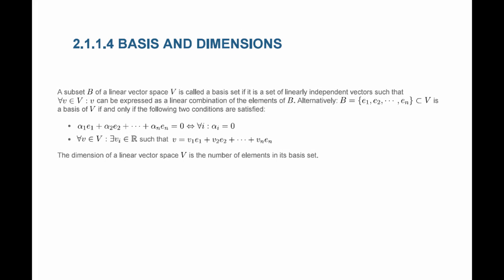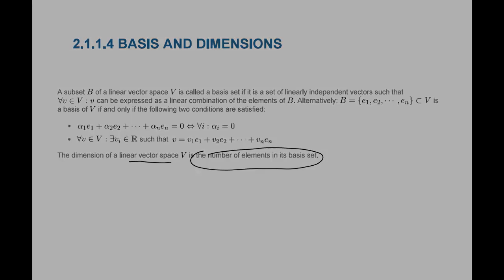The dimension of a linear vector space is the number of elements in its basis set. And so a one-dimensional vector space has one element in its basis set. A two-dimensional vector space has two elements in its basis set. A three-dimensional vector space has three elements, and so on.